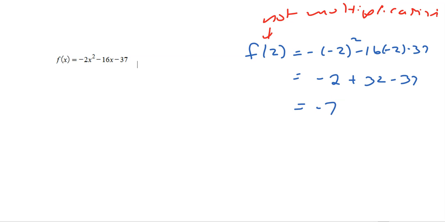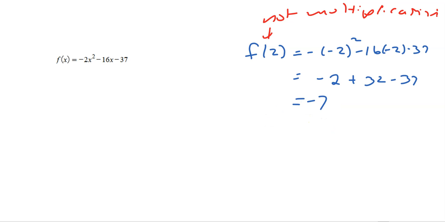But what I see a lot of people doing is they get to this point and then they're like, oh, look, it's f times 2. And then they try to divide by 2 for some reason. And that is not what should happen. Okay? So remember, that's not multiplication. Once you simplify and you get that negative 7, that's all that it is, right?